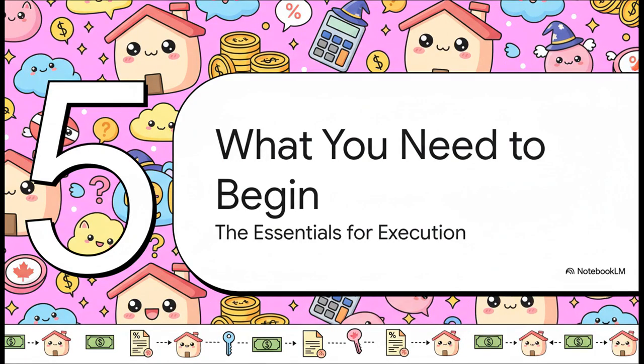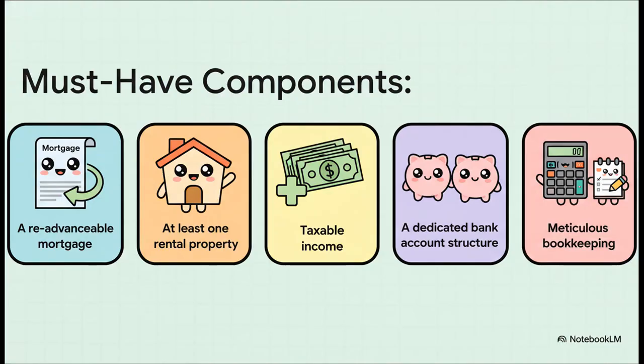Okay, so if this is starting to sound compelling, it's crucial to understand this isn't something to be taken lightly. You have to set this up correctly for it to be both effective and, most importantly, compliant. There are a few absolute must-haves. First, you need that readvanceable mortgage we talked about. Obviously, you need a rental property and taxable income to deduct against, but honestly, the last 2 points are the most critical. You need separate bank accounts to avoid mixing funds, and your bookkeeping has to be perfect. That clean paper trail is your proof if the CRA ever asks.